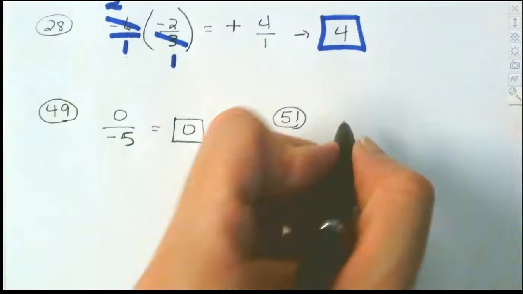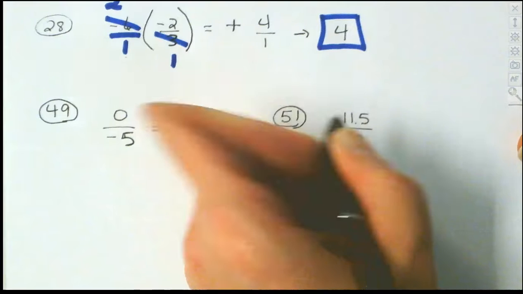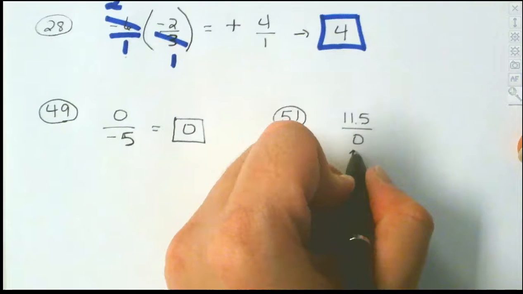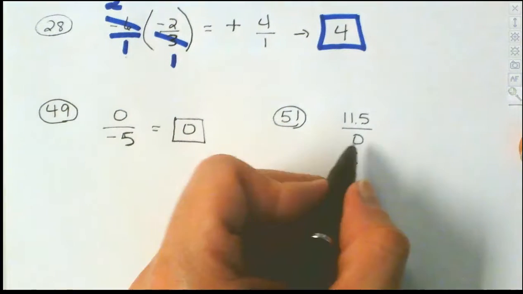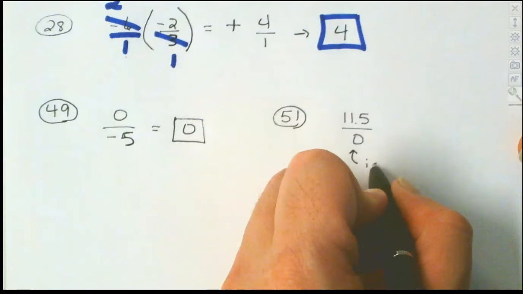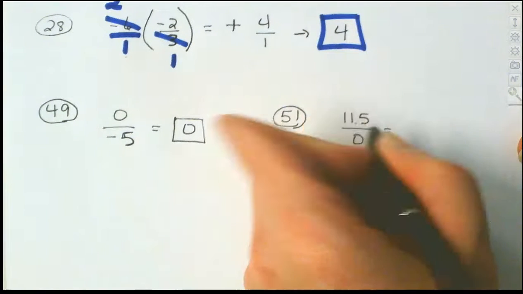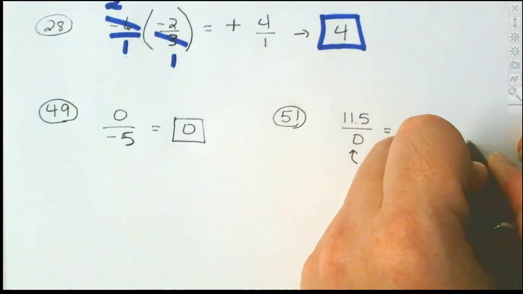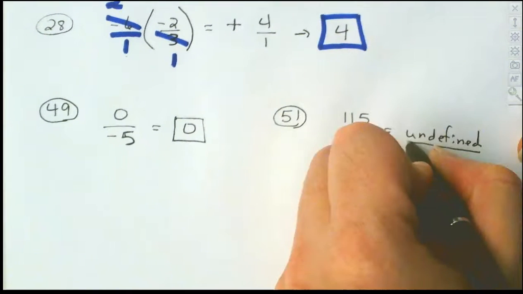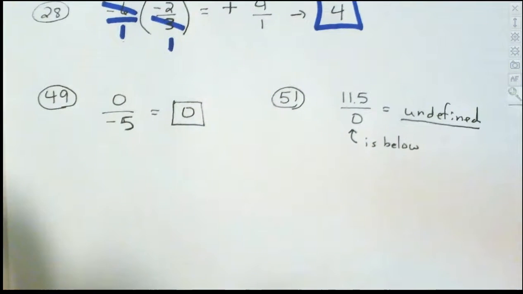Now 5 over 0, though, is a little bit different. Because the 0 is down below. And when that 0 is down below, that's going to make it undefined. So that 0 is below, so that's going to come out to be undefined. And here's how you tell the difference.